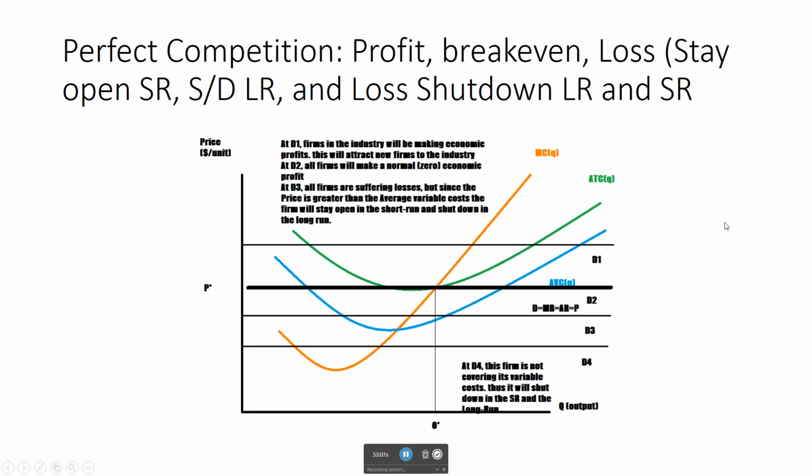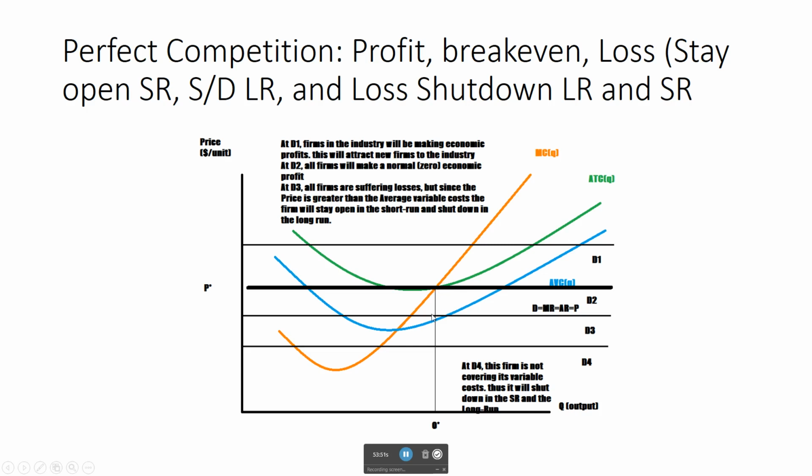So once again, here are the 4 different possible cases. D1, that firm's making a profit. In this case, it's going to stay open in the short run and the long run because you're making an economic profit. You're making more than other industries are in other markets. So you're going to stay in this market and you're going to stay open. Then here at D2, that firm is just breaking even. So all firms will make a zero economic profit. There's no reason for a firm to enter this industry because they won't make any more money than they made in another one. There's no reason for a firm to leave this industry for another because they won't make any more money in that industry.